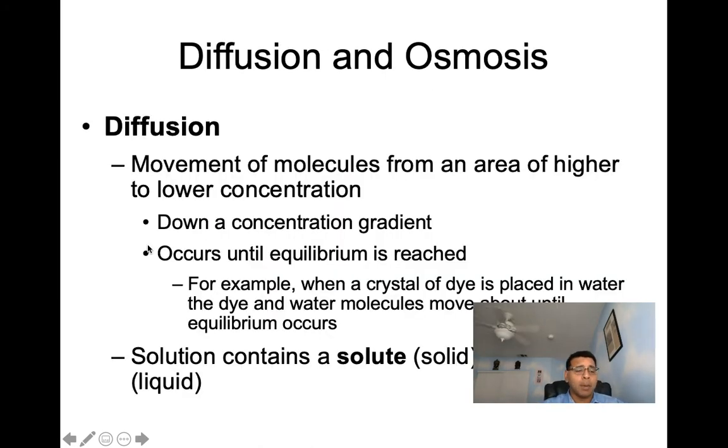We talk diffusion. Diffusion is the movement of molecules from an area of higher concentration to an area of lower concentration. Again, this is movement down their concentration gradient. So we are moving down their concentration gradient whenever we're going from high to low.